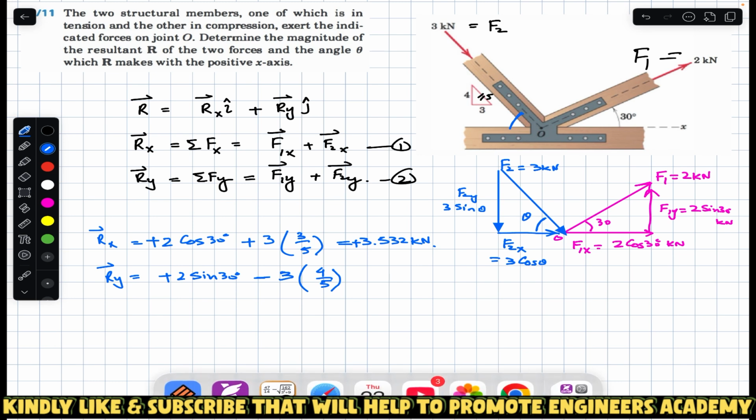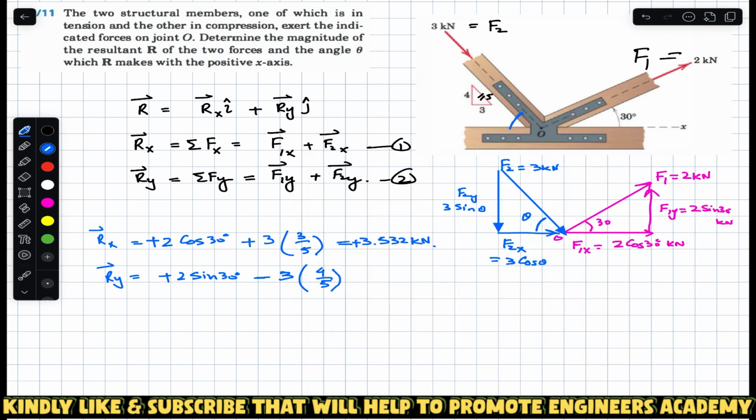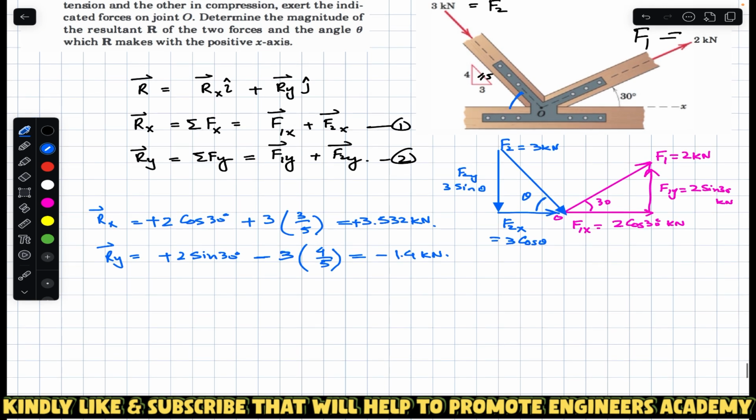So from this we can say that 2 sine of 30 minus 3 into 4, which is 12 divided by 5, gives me minus 1.4 kilonewton.